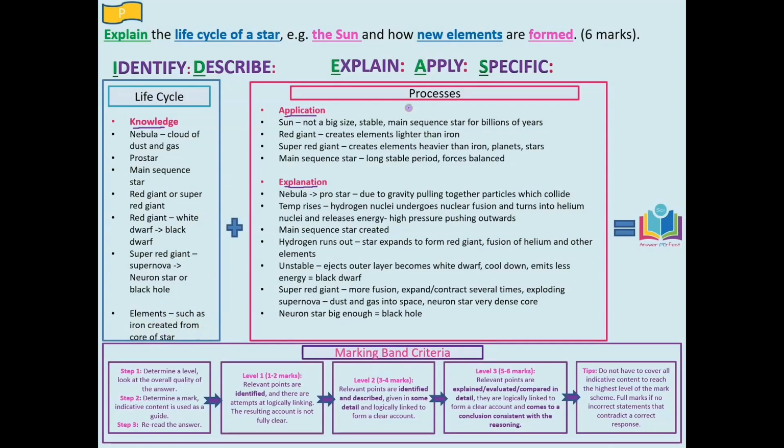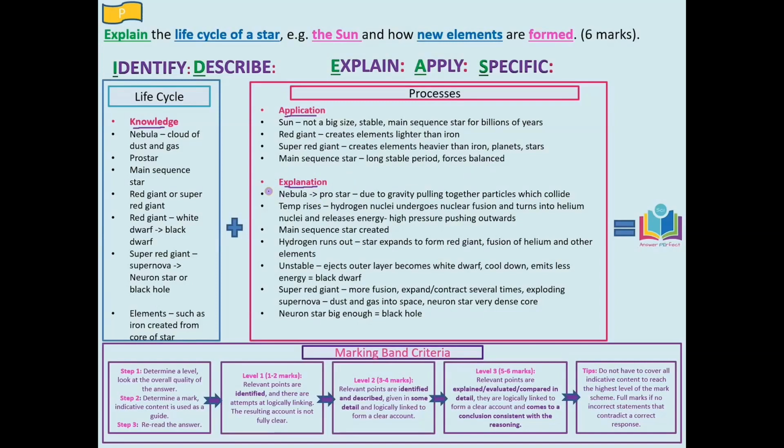Then we need to apply it to the Sun. Well, the Sun is not a big size. It's currently stable, and we know it's going to be a main sequence star for billions of years. The Sun is actually a red giant, so creates elements lighter than iron. A super red giant creates elements heavier than iron, including planets and stars. Now, a main sequence star is in a long, stable period because those forces are balanced.